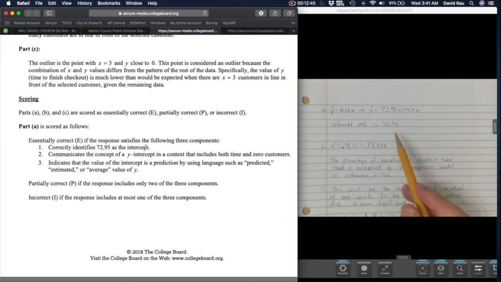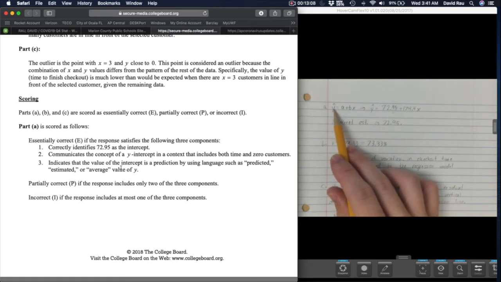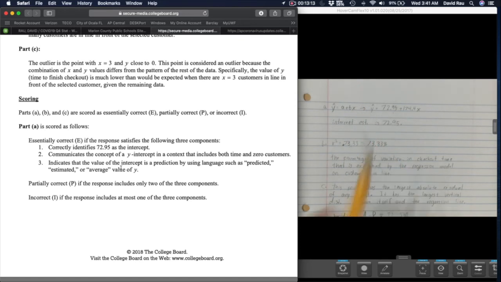I said if there were 0 customers in line, by the time you enter the checkout line, you would assume it would take 72.95 seconds to complete. Okay, I said something similar to that. Now the other is, and I did say this, I said estimates, there we go. You have to indicate that this is a predicted or estimated value because you're using an estimating equation. A regression line is an estimation, it's not exact, right? Now, if you said all three of those, then you got an E.